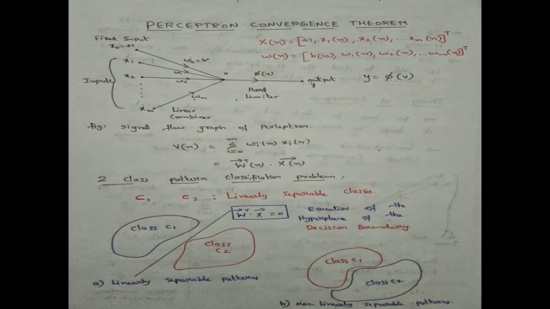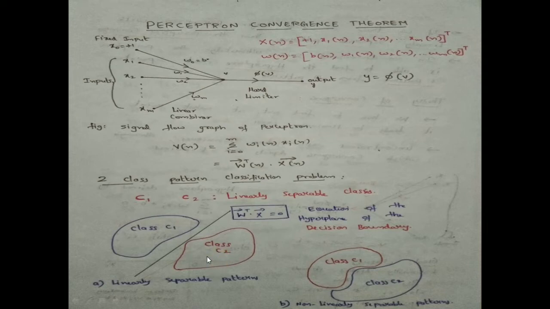Here we have two classes. The first one is class C1 and the second one is class C2, where these two classes are linearly separable classes. So we already discussed what are linearly separable classes also. Let us now say that this is the set C1, that is, this is the set represented by class C1 and these set of patterns belongs to class C2.